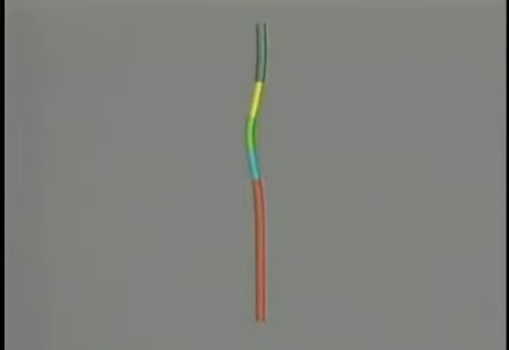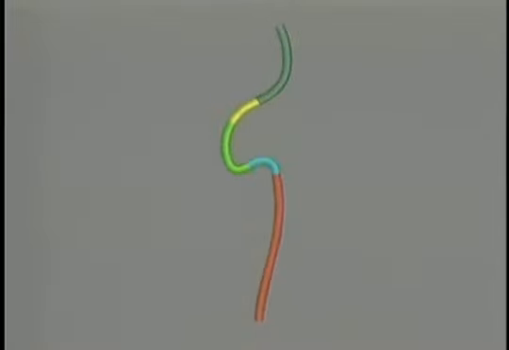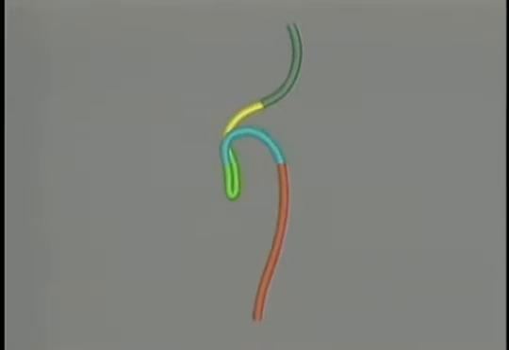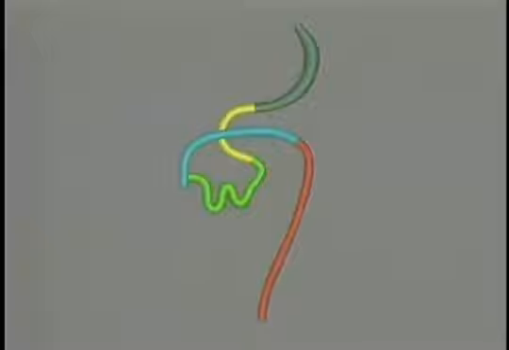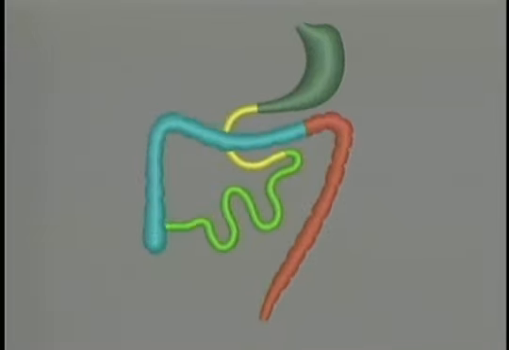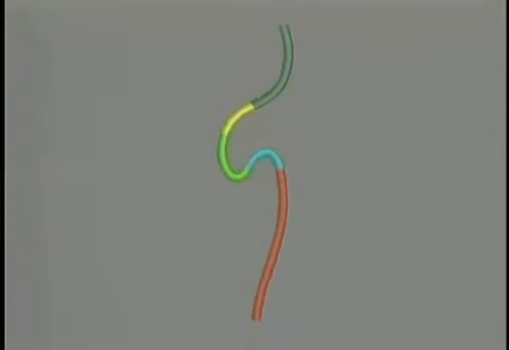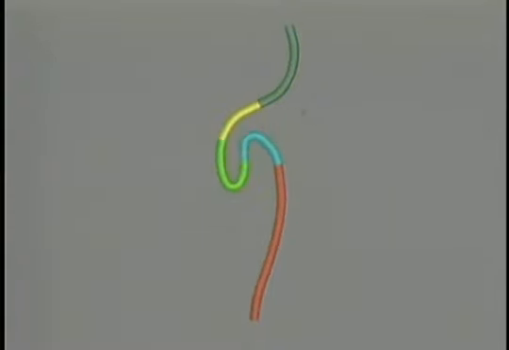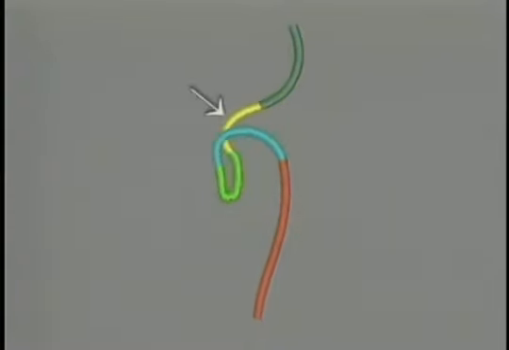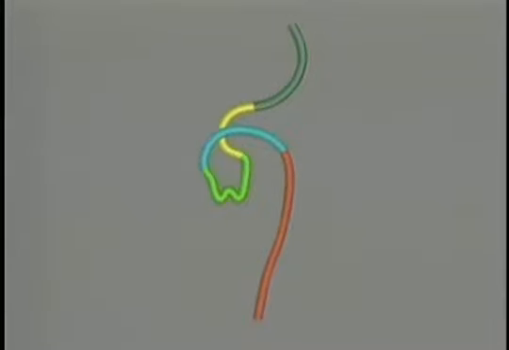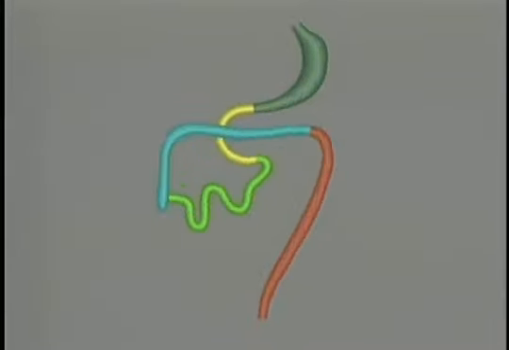In the course of development, the midgut forms a loop that twists counterclockwise on itself, ending up like this. In the course of this rotation, the part of the loop that becomes the proximal colon passes in front of the part that forms the duodenum. And that's the way we find it in the adult.